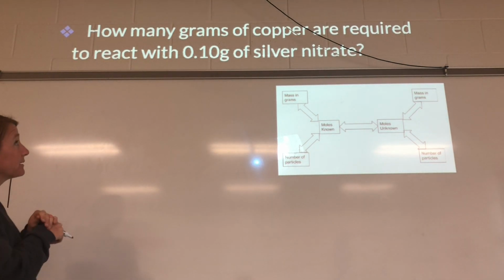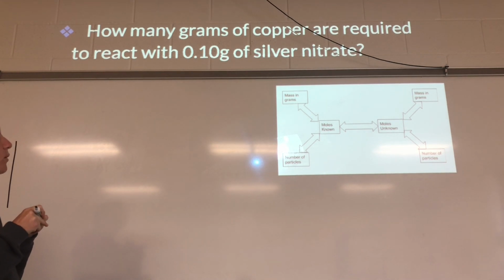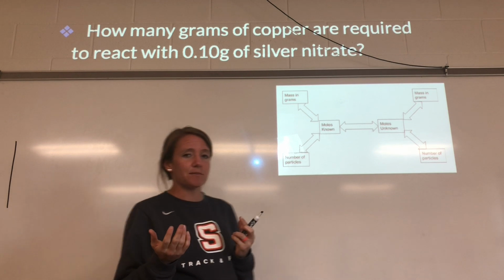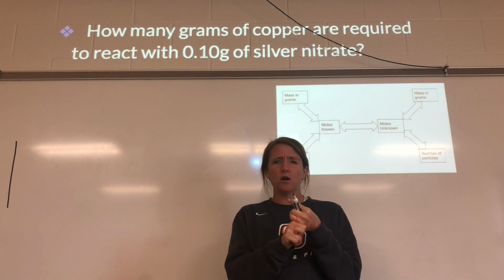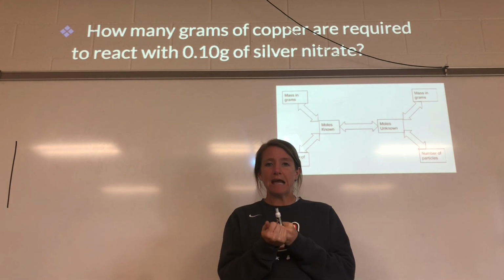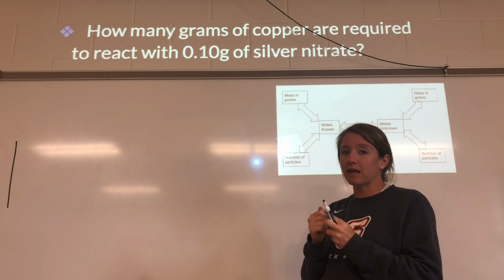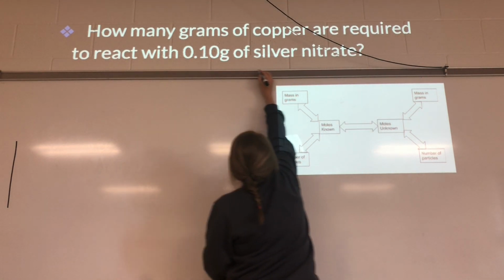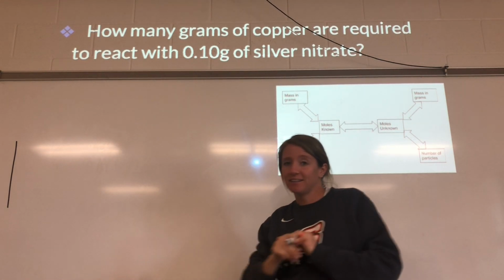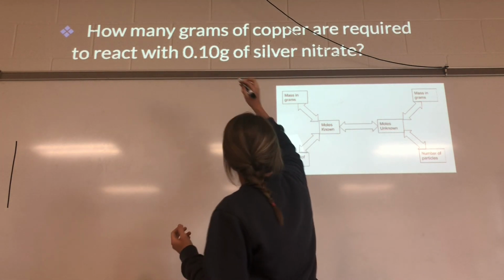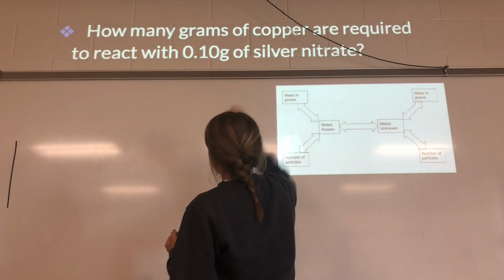Okay, so the problem says how many grams of copper are required to react with 0.10 grams of silver nitrate. So the first thing, just like last time that we mentioned, is you should identify what you know, like what's the information that's given, and then what is the information that you're trying to find. In the problem, we're going to underline what we know. So I'm going to take your pencil and underline 0.10 grams of silver nitrate. And then we're going to circle what we're trying to find. So everybody circle grams of copper.